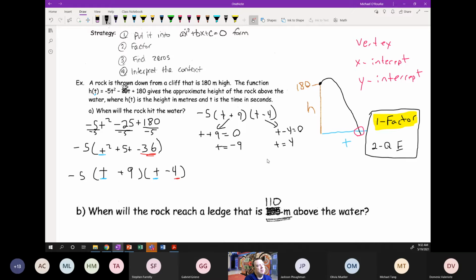So which answer here is my right one? Does the rock hit the ground at 4 seconds or negative 9 seconds? Which one? At 4 seconds. Why is there only one answer to this question? Why is this one here not an answer? Why can't negative 9 be an answer?